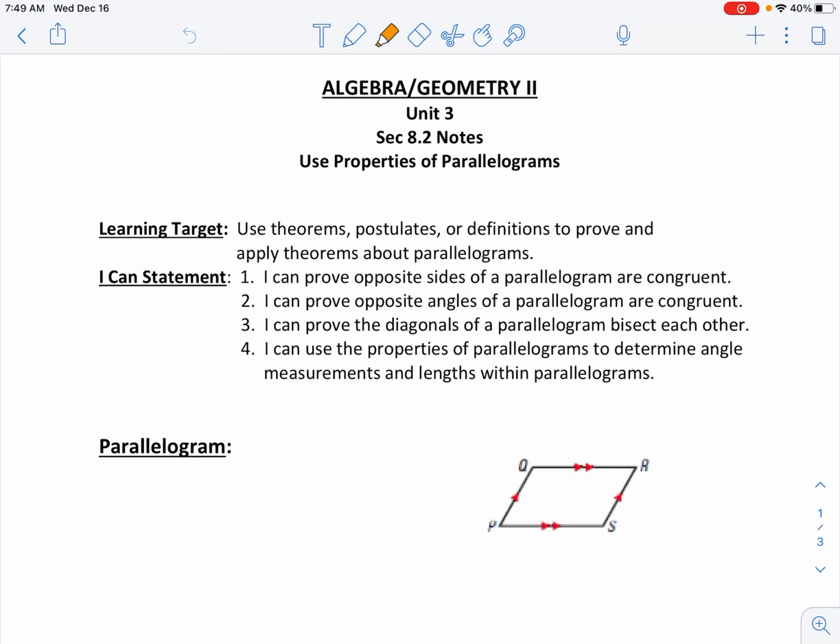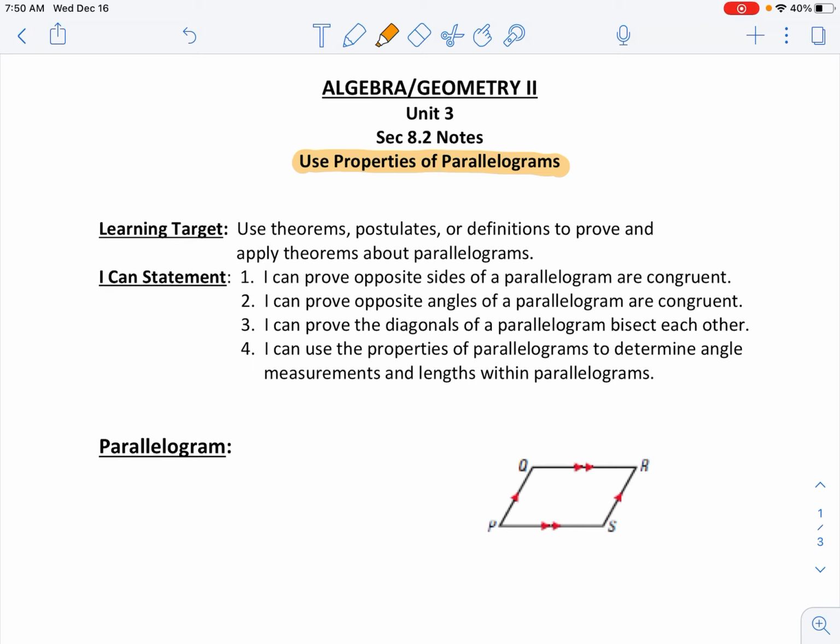We are diving into our first special quadrilateral. Now, a quadrilateral is a polygon that has four sides, and today we are talking about a parallelogram. So we're going to be talking about parallelograms. What is it? What makes it a parallelogram? What are its properties, and how can we use those?